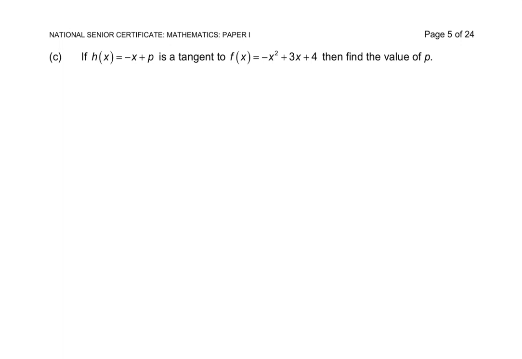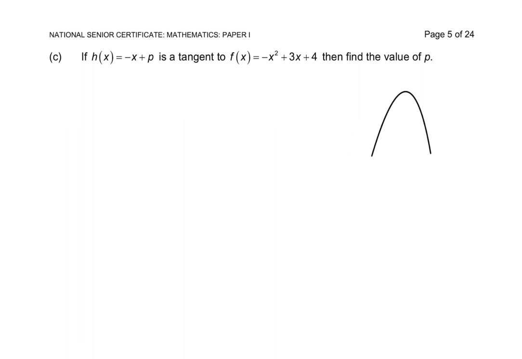Question C says, if h of x is equal to negative x plus p is a tangent to the function f of x equal to negative x squared plus 3x plus 4, then find the value of p. Okay, so the first thing to note is that if h of x is a tangent to this function, then the gradient of h of x and the gradient of f of x at the tangency point will be the same, because that's essentially what a tangent is. So let's draw this graph out roughly so that you can get an idea. Negative x squared plus 3x plus 4, I know that it will look something like that.